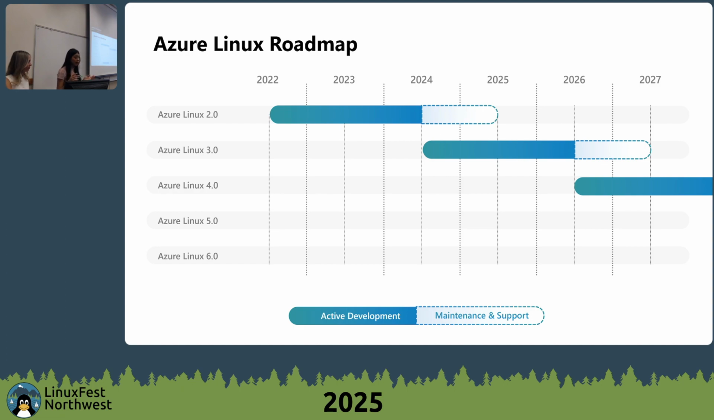But again, like we mentioned before, we're trying to really tailor this distribution to Azure customers so that you can use the most optimized version of a distribution on Azure Cloud. So for that, every 2 years, we aim to release a new major version. This will bring you all the latest advancements like kernels, packages, features.